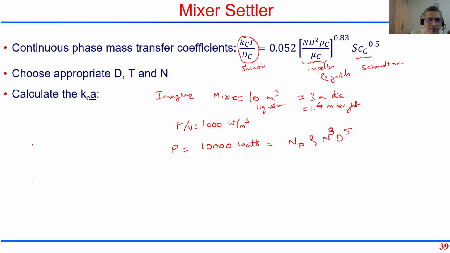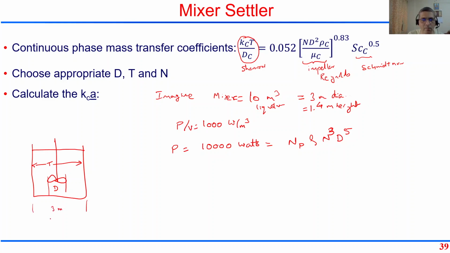So I'm saying the mixer is like this. Agitator is there. D is the diameter of the agitator. T is the diameter of the tank. This diameter of the tank is 3 meters. Liquid height doesn't matter much just now, it is 1.4 meter. Let's assume it is some kind of a Rushton turbine.